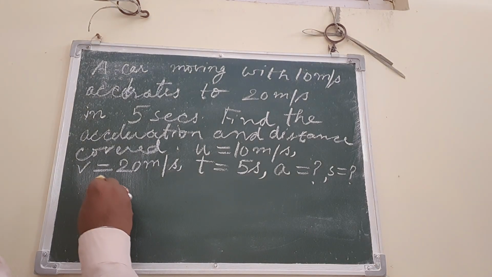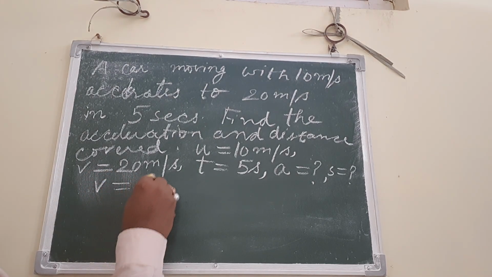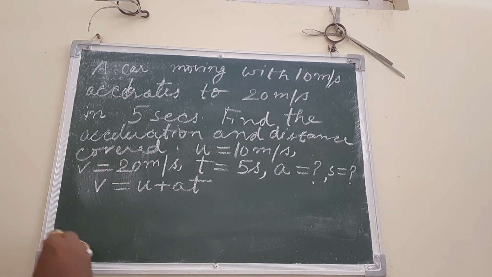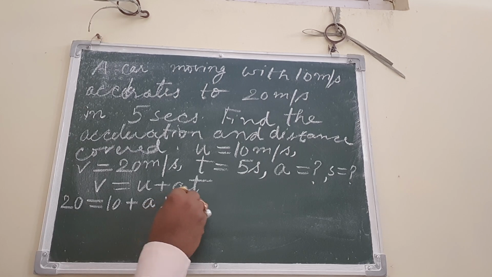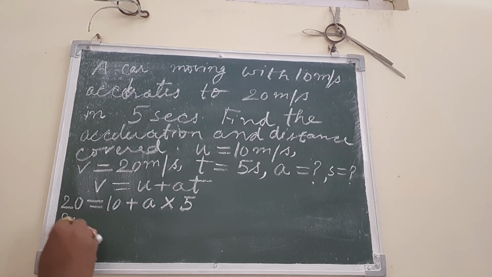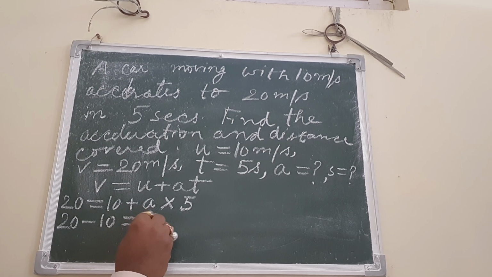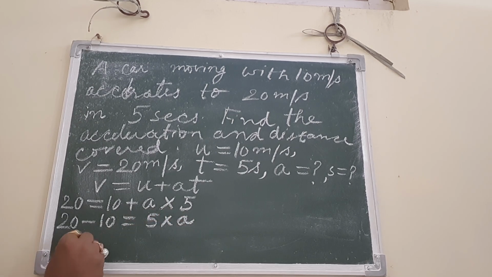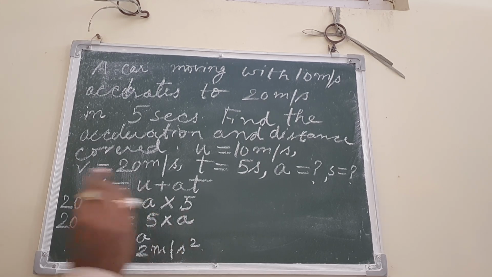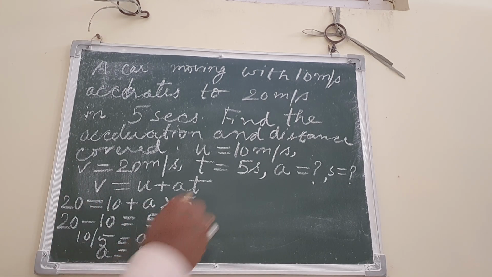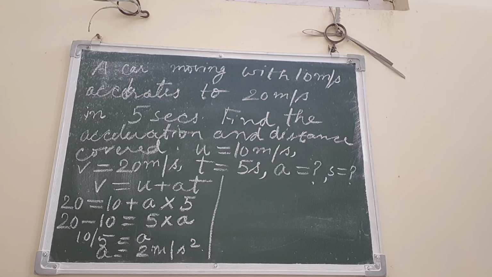So we are applying the first equation of motion, that is v is equal to u plus at. So now substituting the values, 20 is equal to 10 plus a acceleration into time, that is 5. So 20 minus 10 is equal to 5 into a. So that is 10. 10 upon 5 is equal to a. So a is equal to 2 meter per second square. So this is our answer. This is our acceleration.